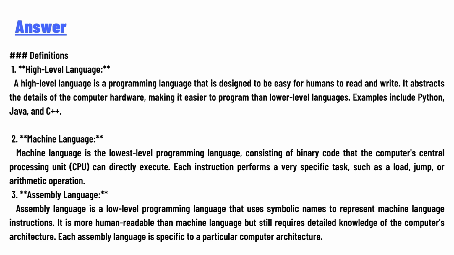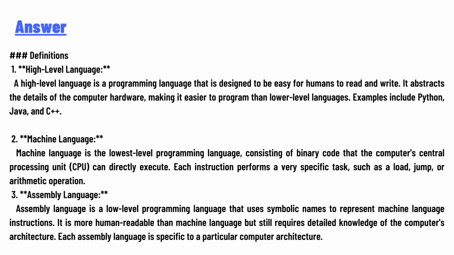First, high-level language. A high-level language is a programming language that is designed to be easy for humans to read and write. It abstracts the details of computer hardware, making it easier to program than lower-level languages. Examples include Python, Java, and C++.